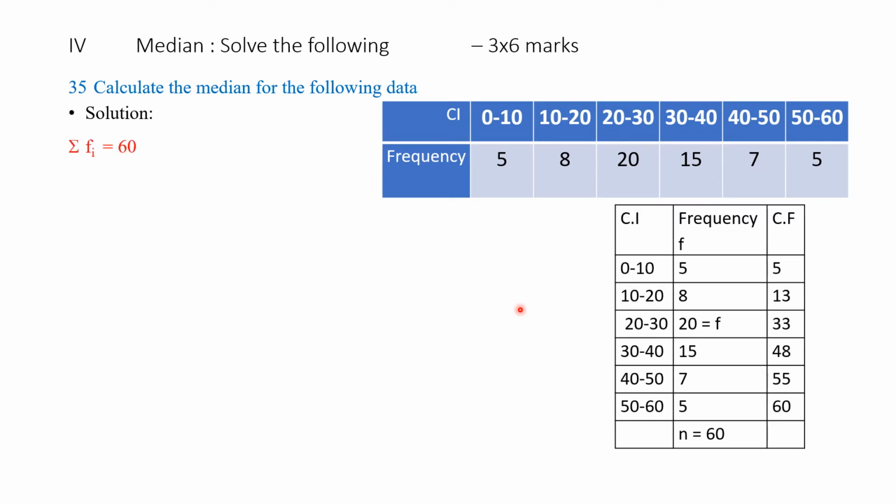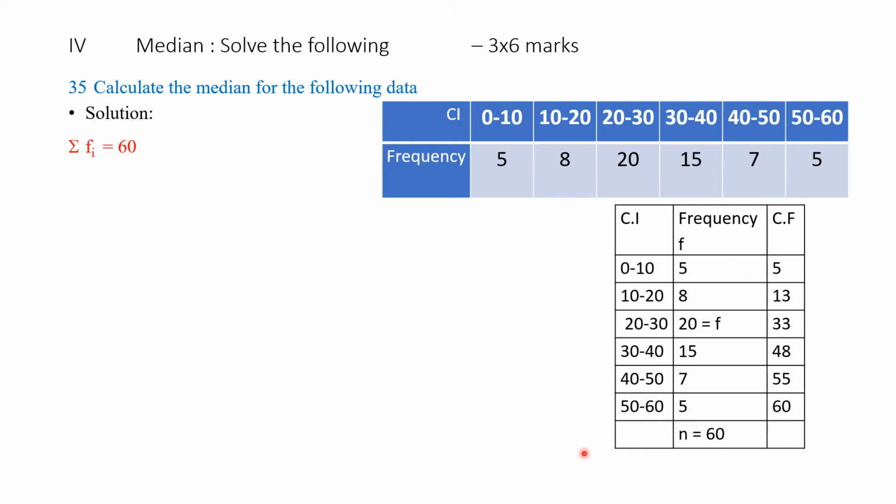Solution. In order to find the solution, the horizontal data should be written in a vertical table as shown in the figure. So the class interval values have been copied here in the first column, and the frequency values are written in the second column, that is 5, 8, 20, 15, 7 and 5.